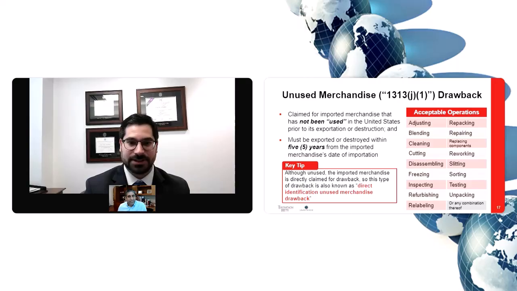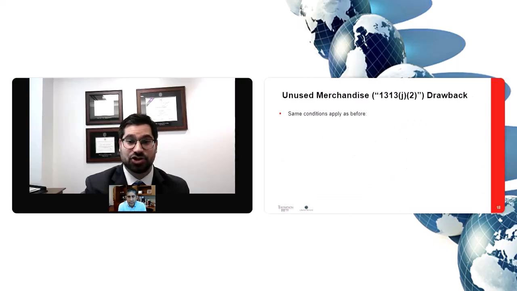But you can see how there are different names that apply to different types of drawback, which makes this even more complex, much to our frustration. But interestingly enough, there's actually a second type of unused merchandise drawback that the trading community can leverage, and that is 1313J2 drawback. And here, same conditions apply as before, right?